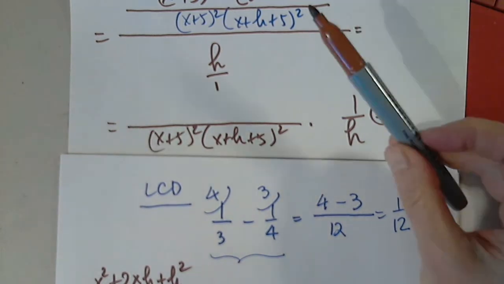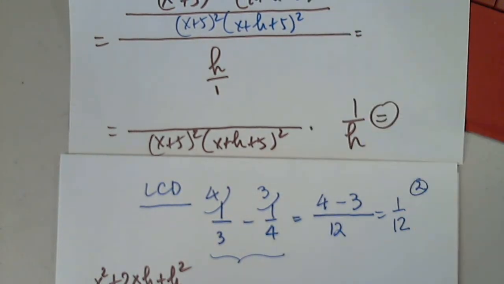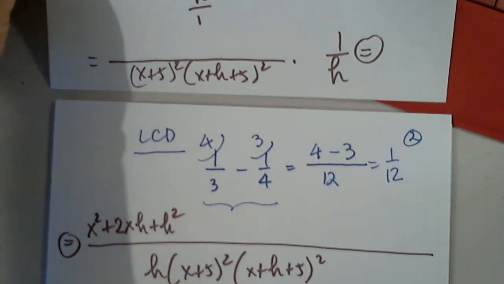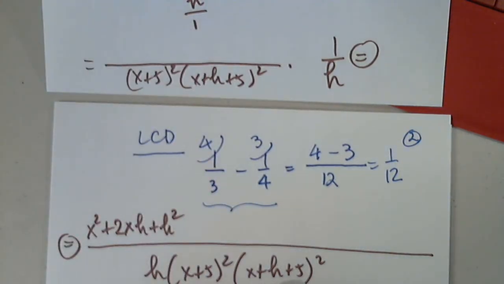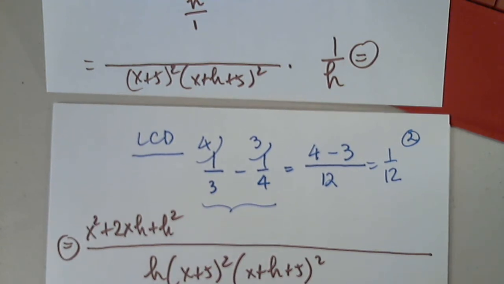Now, when I multiply x plus h plus 5 by x plus h plus 5, we don't use a formula for that normally. We have to multiply them on the side. So I'm going to multiply x plus h plus 5 times x plus h plus 5. X times x, x squared. X times h, x times 5. H times x.